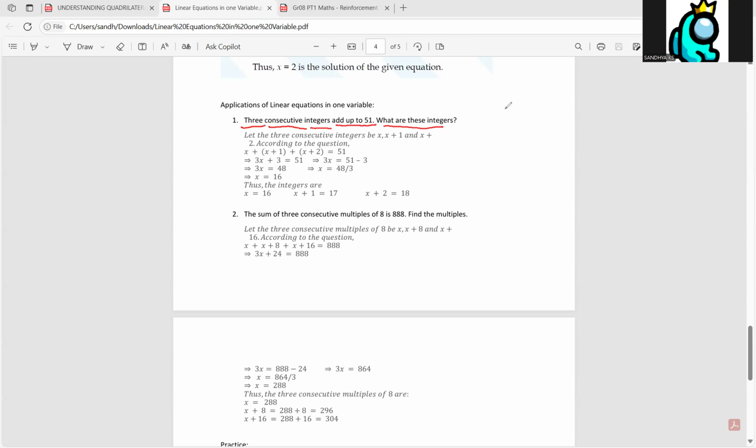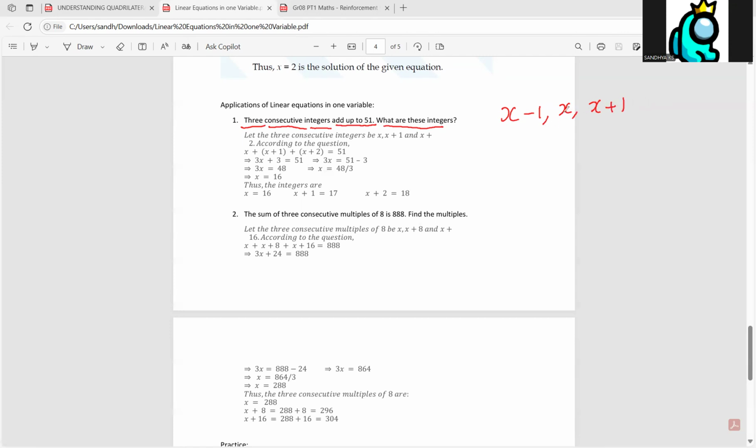So you can take either x, x plus 1, x plus 2, as your ma'am gave us, or you can take x minus 1, x and x plus 1. Whatever it is, you can take it according to your convenience. Why I took x minus 1, x and x plus 1, I will tell you.